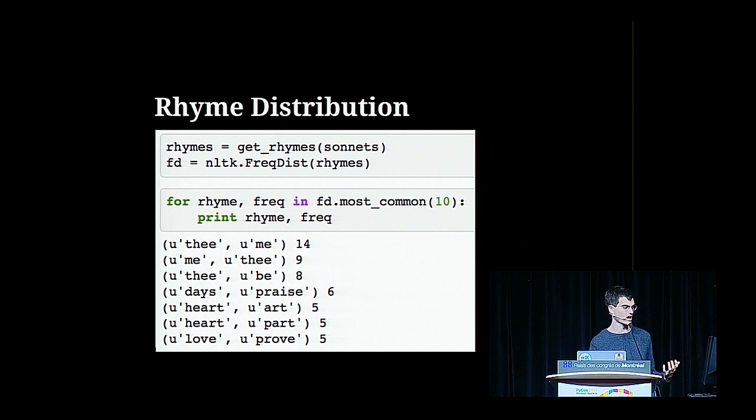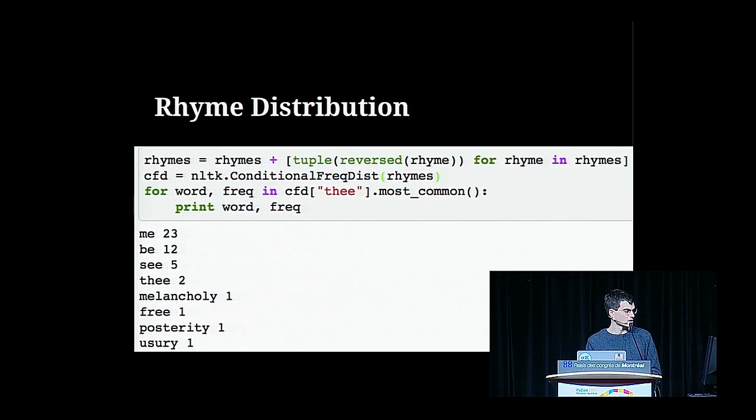So you can see the most common rhymes in Shakespeare's sonnets are thee and me. This is hardly very surprising because the sonnet form, and Shakespeare's sonnets in particular, are very concerned with there's a speaker always addressing a person. So it makes sense that me and thee appear so often. So let's jump into conditional frequency distributions.